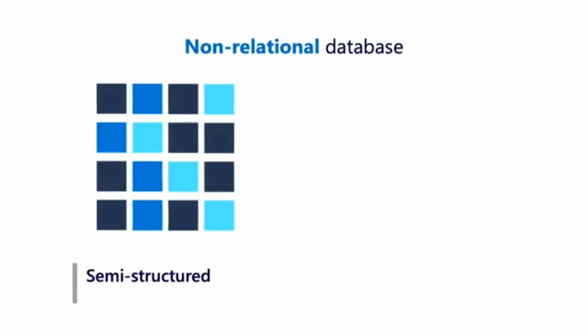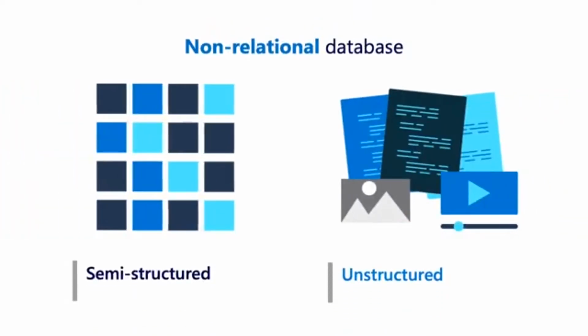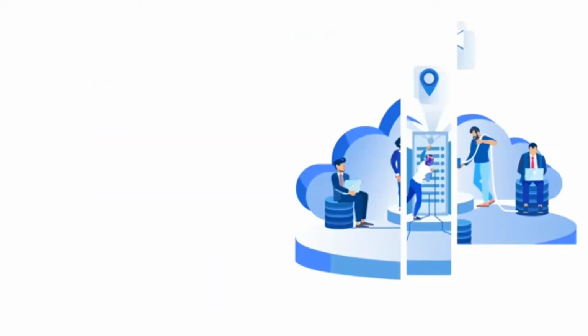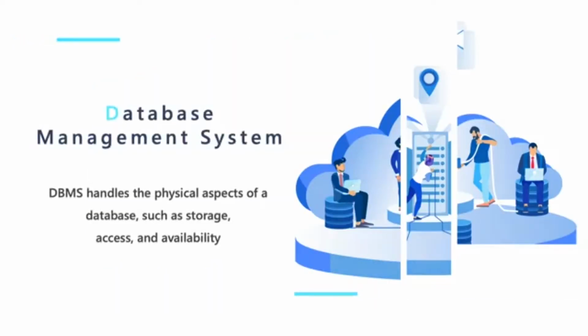Databases can also be semi-structured or unstructured, comprising of semi-processed or unprocessed data. These databases are typically referred to as non-relational. Databases are managed using a database management system, or a DBMS for short. The DBMS handles the physical aspects of a database, such as where and how it's stored, who can access it, and how to ensure that it's available when required.